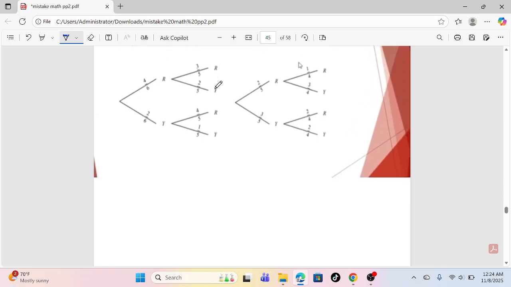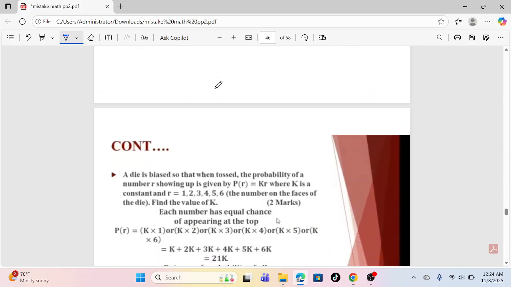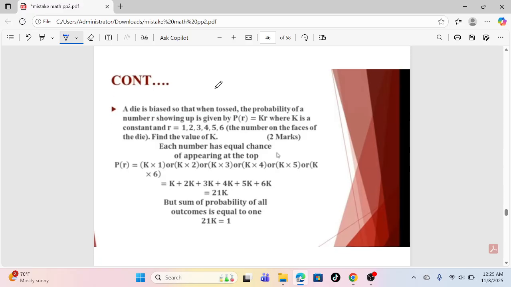So you also simplify. A die is biased such that the probability of number r showing up is given by P(r) = kr, where k is a constant and r is 1, 2, 3, 4, 5, 6, the numbers on the faces of the die. Find the value of k. All of these things when you add them together, the answer must be 1. That's the concept you should understand.